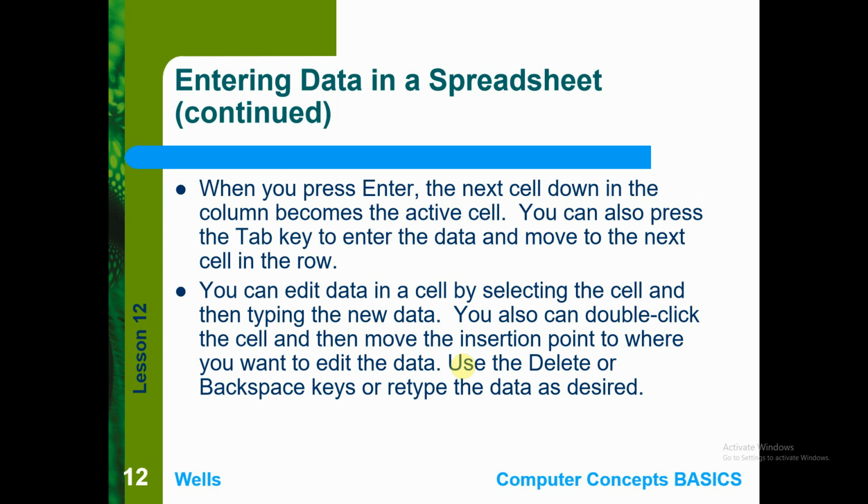So when you enter, manawag na sa next na cell down the column, amo na next na active cell. Or you can also press the tab key to enter the data and move to the next cell in the row. So by editing data in the cell or selecting it, then typing the new data, you can double click on the cell or move to the insertion point to where you want to edit the data, and then you use backspace or delete keys to delete or to retype the data as desired.